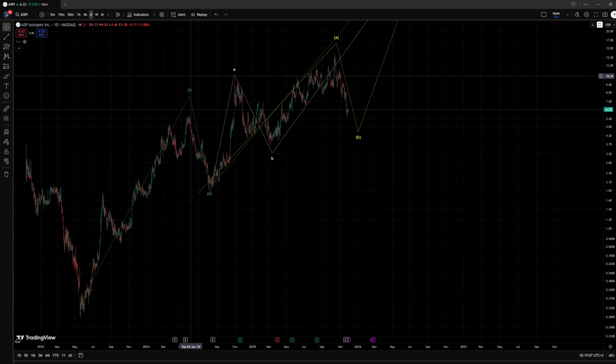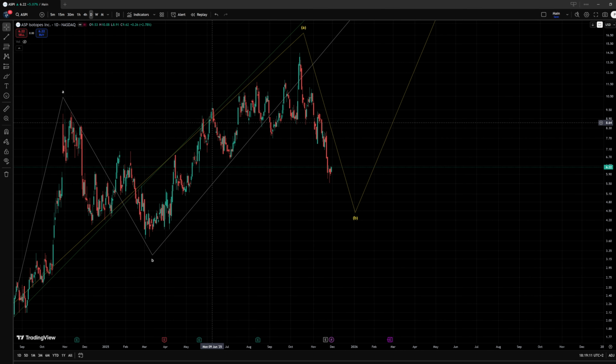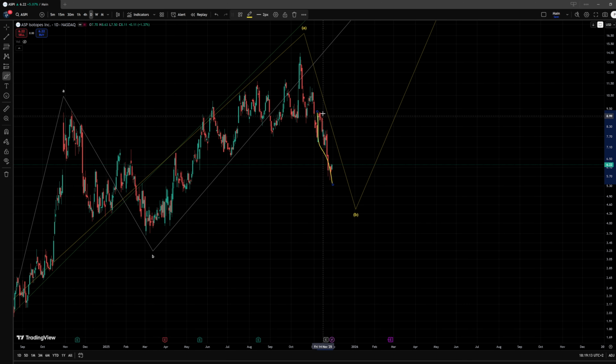In this video we are looking at ASP Isotopes. It is time for another update, and today we'll be discussing the extension to the downside which followed as expected, but it is actually gaining even more strength, which we will need to be discussing. We will need to be looking for further extensions to the downside, which are at the moment still likely.